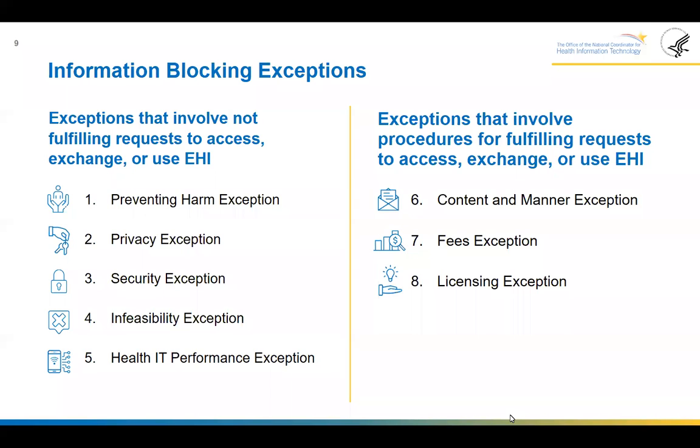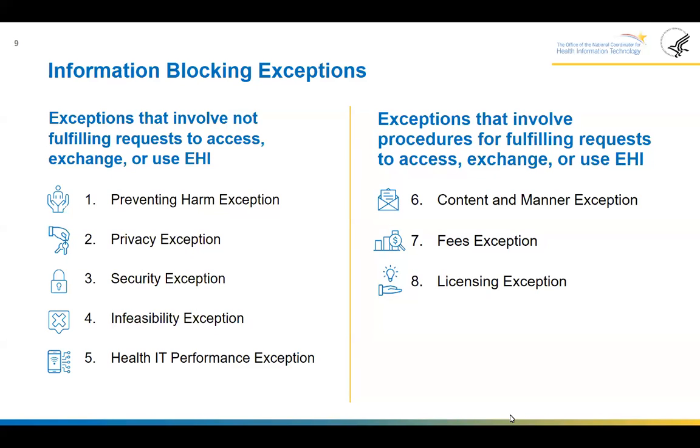One important point that I want to highlight about the exceptions generally is that an actor's practice that does not meet the conditions of an exception would not automatically constitute information blocking. Instead, in those situations, the practice would need to be evaluated on a case-by-case basis to determine whether information blocking occurred. For instance, whether the practice would rise to the level of an interference or whether the actor acted with the requisite intent. So as you can see on the screen here, we've restructured the exceptions a bit from the proposed rule into two categories.